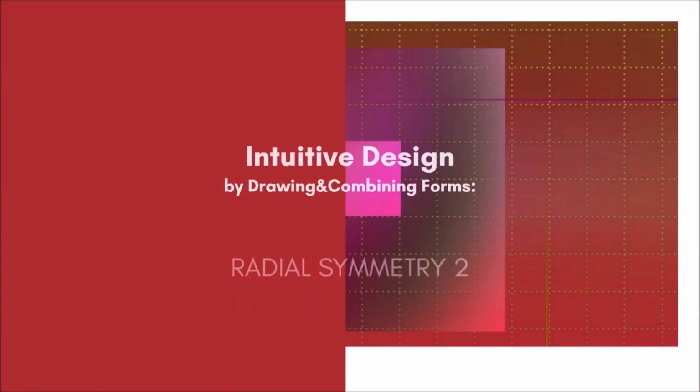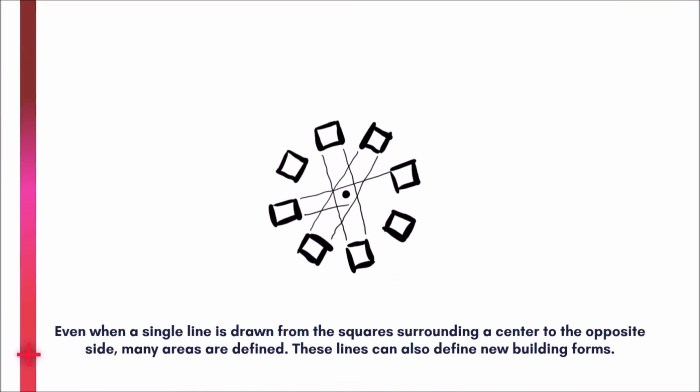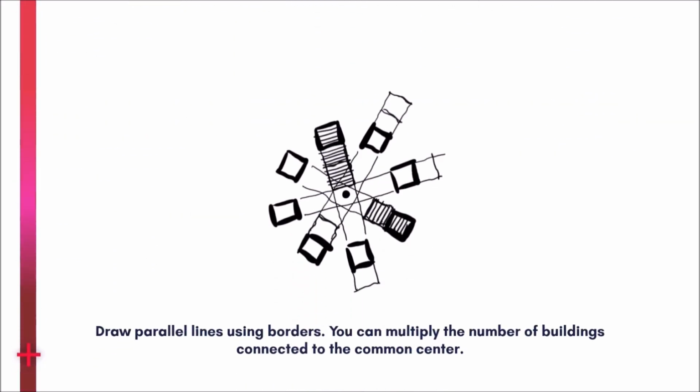Intuitive design by drawing and combining forms, radial symmetry 2. Even when a single line is drawn from the square surrounding a center to the opposite side, many areas are defined. These lines can also define new building forms. Draw parallel lines using borders. You can multiply the number of buildings connected to the common center.